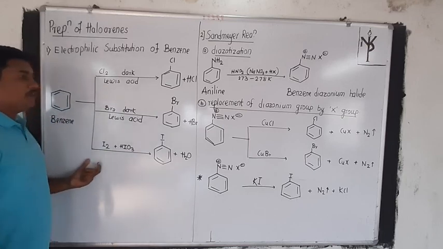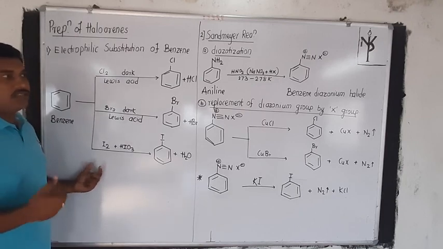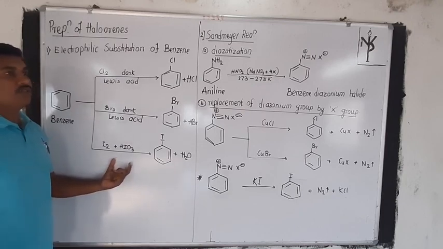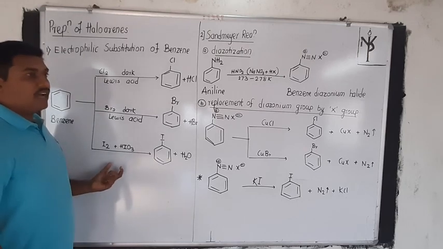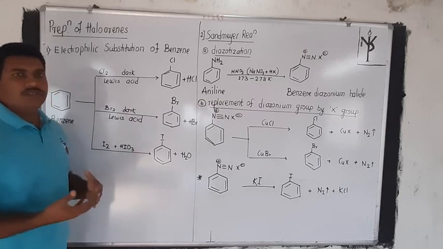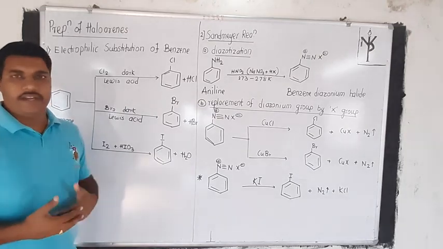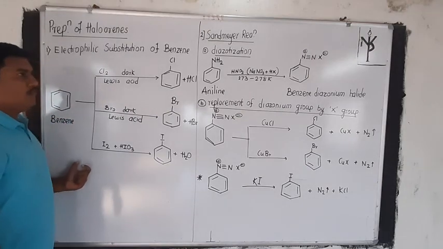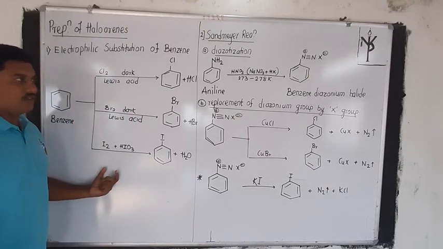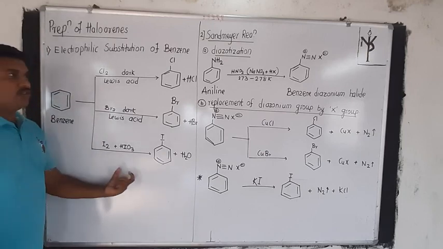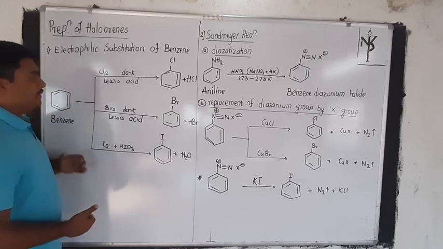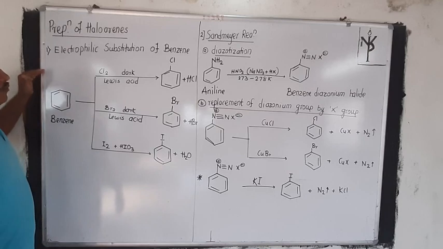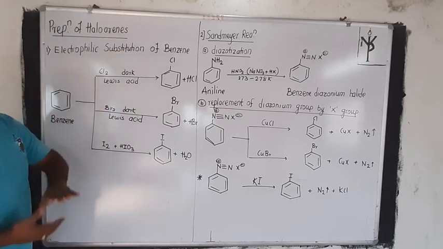In the case of iodine, the byproduct HI reverses the reaction, hence an oxidizing agent is used to avoid the reversible reaction. Here the oxidizing agent HIO3, iodic acid, is used. We can use mercuric oxide, and we can use nitric acid also. So, for our best knowledge, we use iodic acid. Benzene reacts with iodine in the presence of iodic acid and produces iodobenzene by liberating water molecules. These are the three reactions involving electrophilic substitution of benzene.